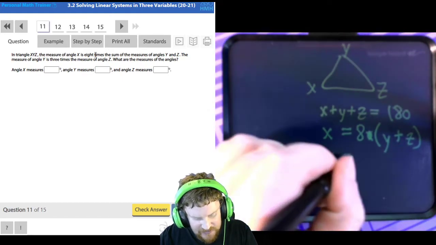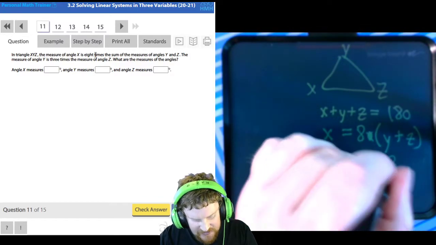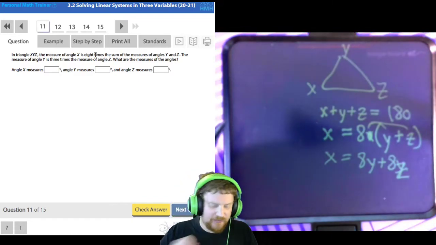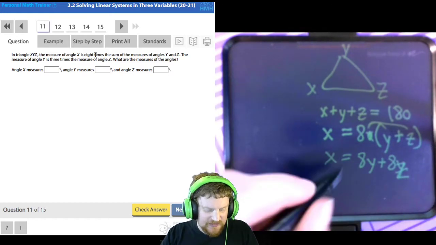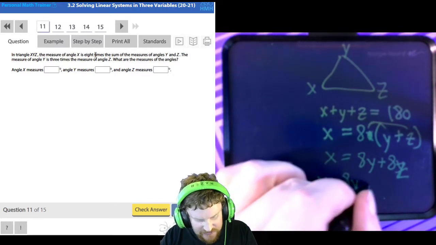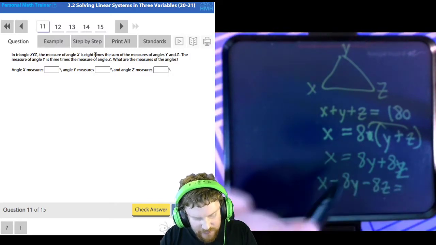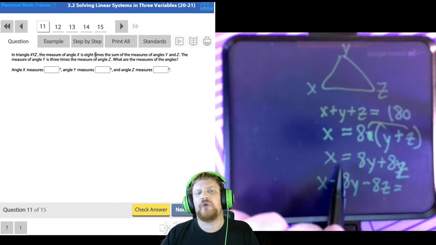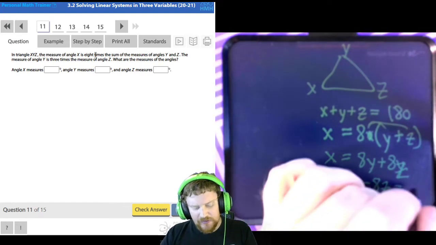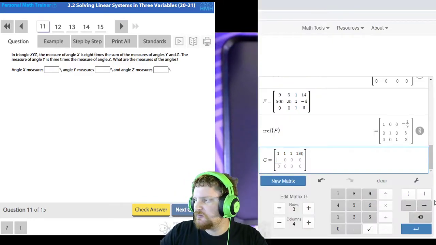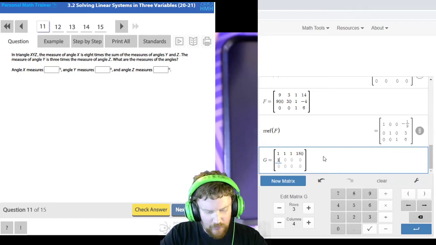Okay, so that means x equals 8y plus 8z, using the distributive property, multiplying that 8 through, which means I need to move y and z to this side, giving me x minus 8y, remember, changing sides, changing signs, minus 8z equals, and then if I move 8y and 8z both over to the left side of the equal sign, what am I left with? Yeah, absolutely nothing. And nothing is a fancy way of saying 0. So on Desmos, we are going to say 1, negative 8, negative 8, 0.